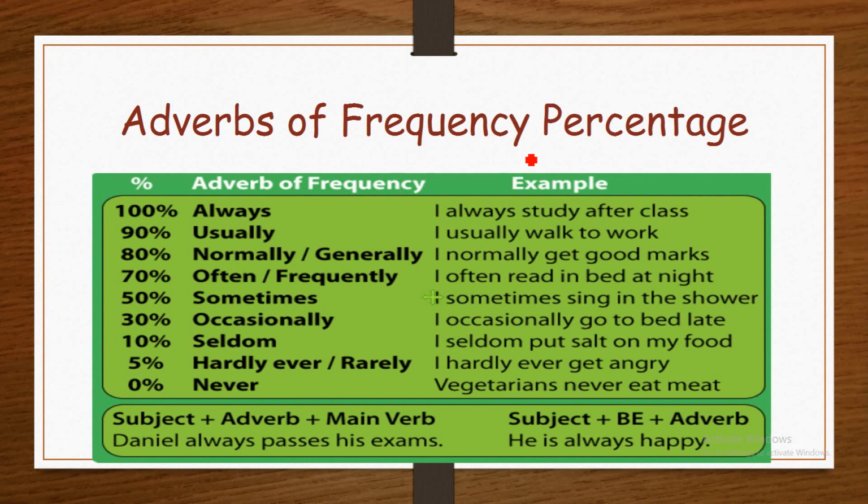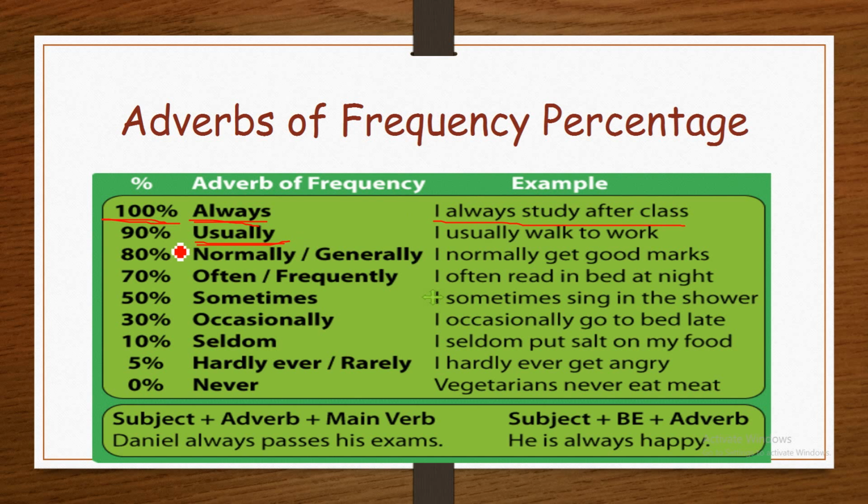Adverbs of frequency with their percentages. We have many adverbs of frequency, but the most important are these. Always. Always means 100%. For example, I always study after class. It means whenever you have class, after the class, you are 100% sure to study.